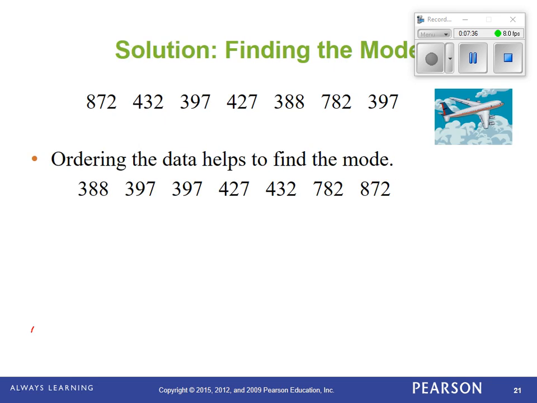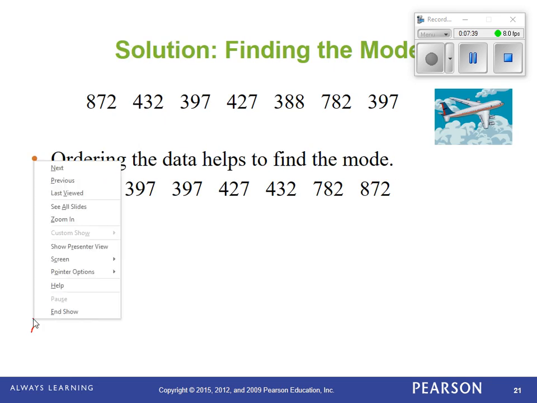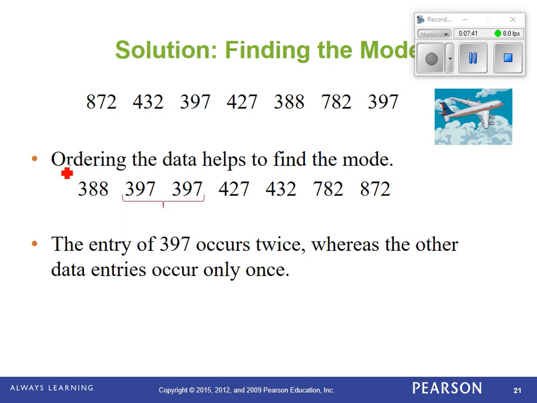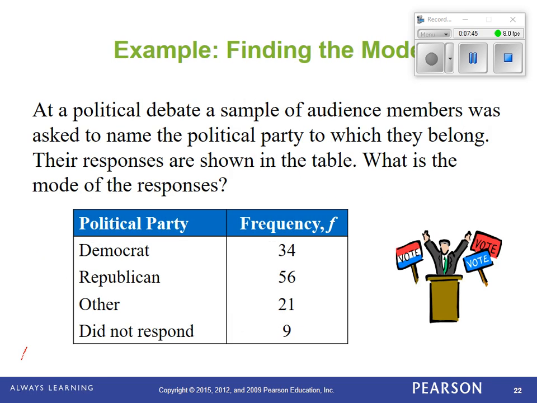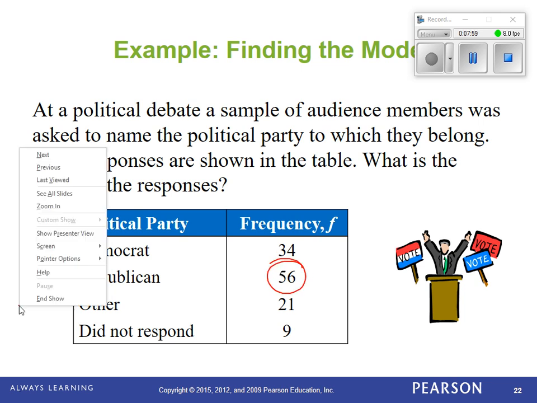So on this, if we look at this, we put them in order. The mode this time, 397. We talked about this one last time. When you're given a frequency distribution chart here and you're trying to find the mode, you just want whatever occurs the most. Well, the most was the Republicans. It's that simple.